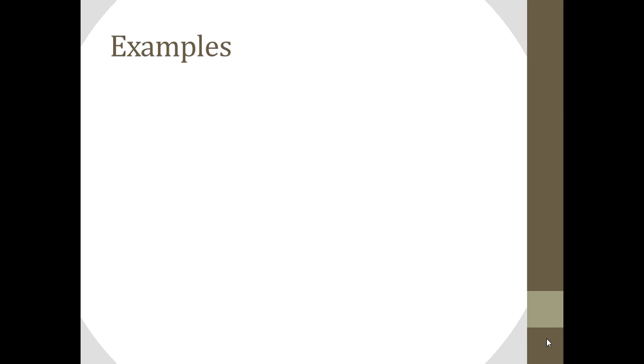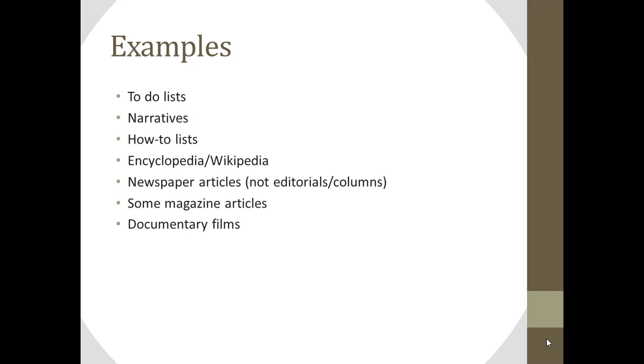The examples are ones you guys have seen. You're pretty familiar with these. We have to-do lists. Think about the purpose there is to explain what needs done. Narratives, to explain experience, to inform someone about how it felt for you, what you went through. How-to lists are very clear. They're about a procedure. How do you get something done? Inform someone about how that happens, the facts of how to get something done.